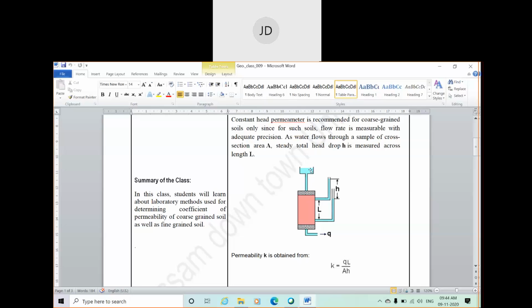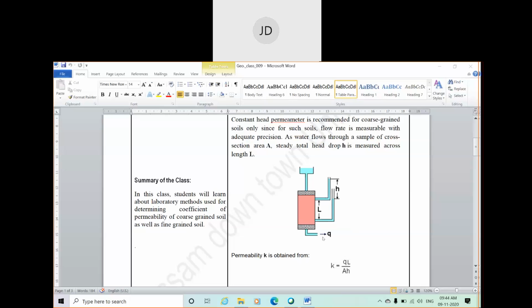From the overhead tank, the water is continuously flowing through the soil in this direction, vertically downward, and the water will flow through this soil and finally go out. The water coming out of the sample can be stored in a measuring tank, so that within a given time we can measure how much water is coming through the outlet, using a stopwatch or something like that.